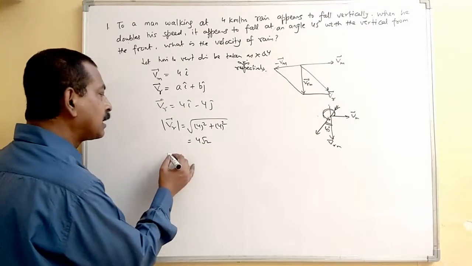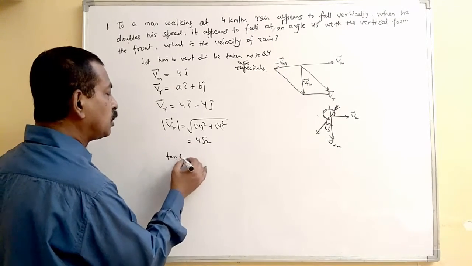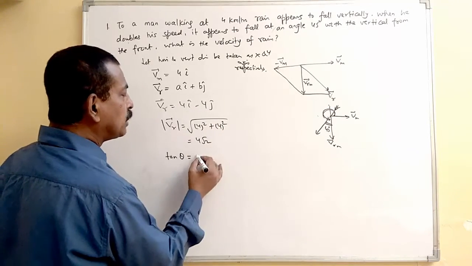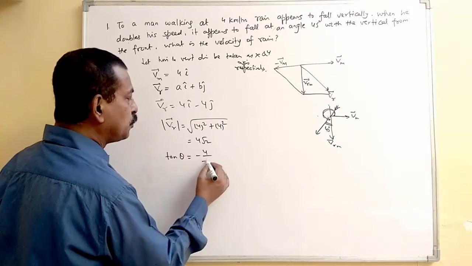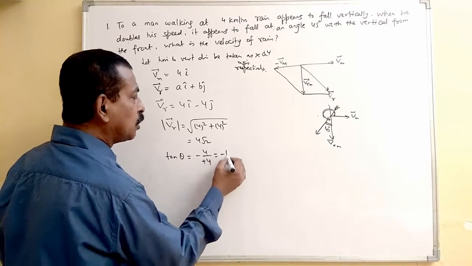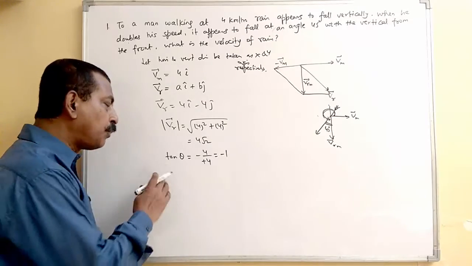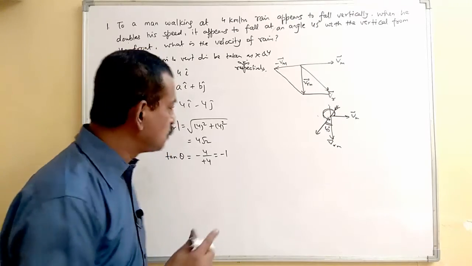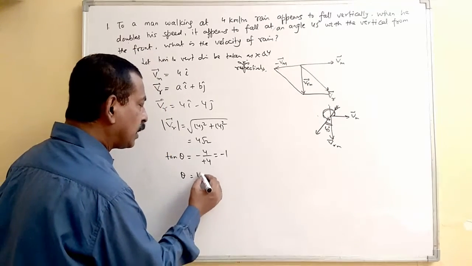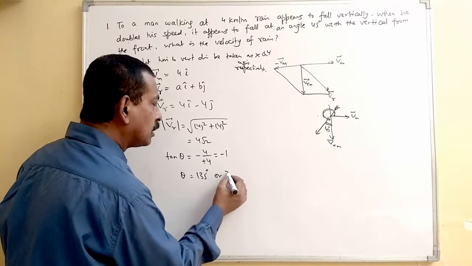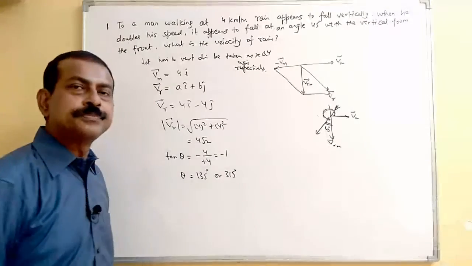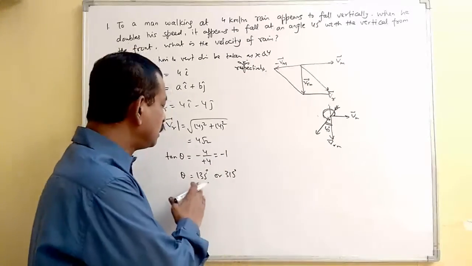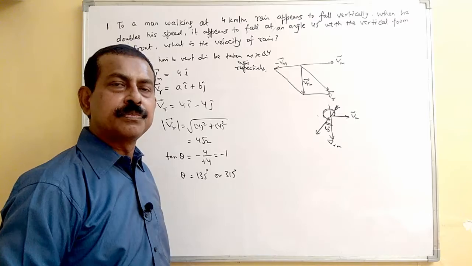At what angle it is falling? So it will be tan theta, that is equal to y component by x component. It is minus 4 by plus 4, that is minus 1. And for what value of theta we get it as minus 1? This is possible when theta is either 135 degree or 315 degree. Because tan theta is minus 1, this is possible at two different angles, 135 and 315. Which is the correct one?